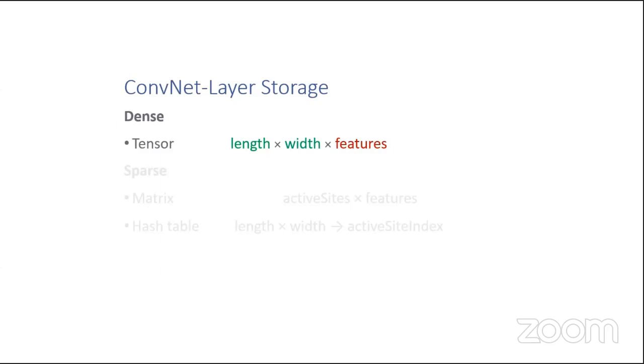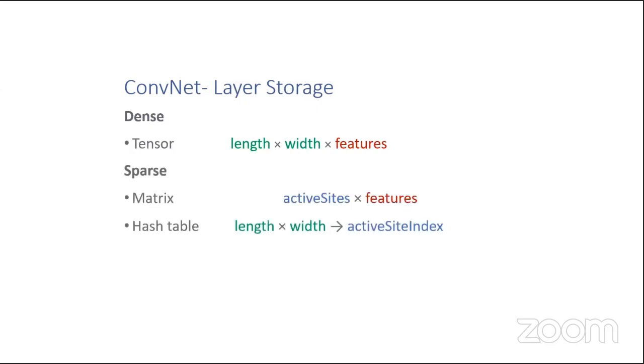A dense convolutional network stores the input and hidden layers as dense tensors of size length times width times the number of features. In the sparse case, some locations are active, so they have a feature vector. Some locations are not active, so we can save memory by not storing them. We therefore store each active location's feature vector as a row in a matrix. In order to keep track of where the rows in the matrix go in space, we use a hash table. The hash table stores a map from the set of active spatial locations to the number of the corresponding row in the matrix of features.